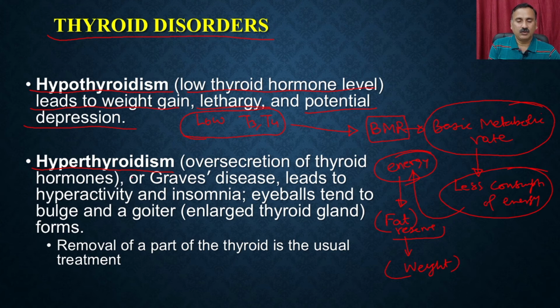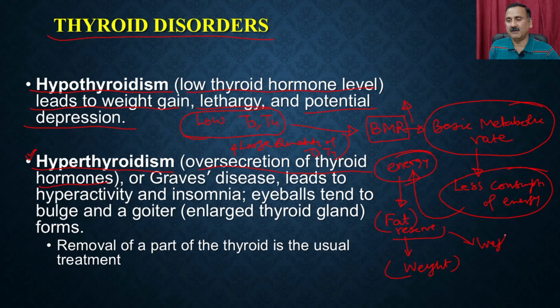In the other way, you can also have hyperthyroidism. Hyperthyroidism means you are secreting a large quantity of T3 and T4, okay. So, oversecretion of the thyroid hormones. Now, you can imagine that if there is an increase in BMR, it is going to activate the basic metabolic rate, which means there will be more consumption of energy than what you are acquiring, which means it is going to induce the reversal, right. It's going to be a weight loss, okay.